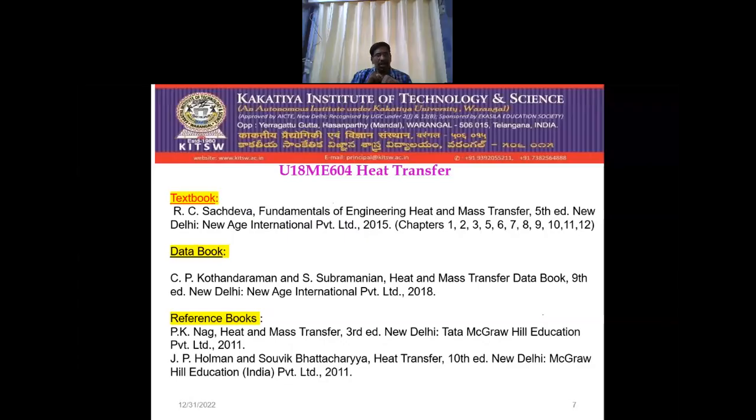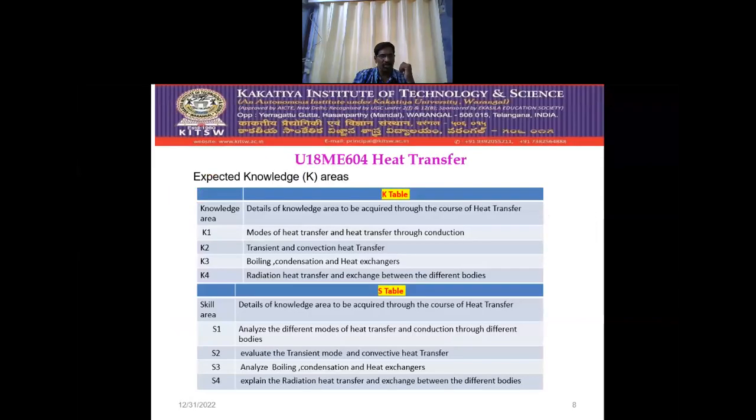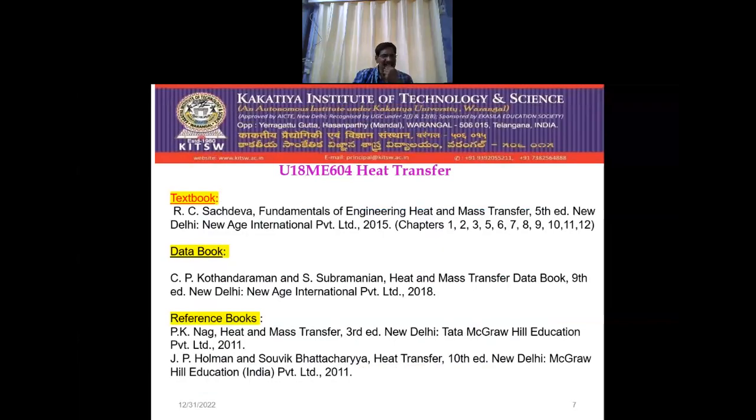Now coming to the data book. This is another very important thing you should remember. C.P. Kothandaraman and S. Subramanian Heat and Mass Transfer Data Book is a must for you to purchase, as well as the reference textbooks. This data book you will get online also. You can take either a printout or you can purchase it. It's better you purchase it, that will be useful for you. And finally, other reference textbooks are Heat Transfer by Holman and Mass Transfer by Pekenan. These are the two important textbooks which you have to follow for this course.